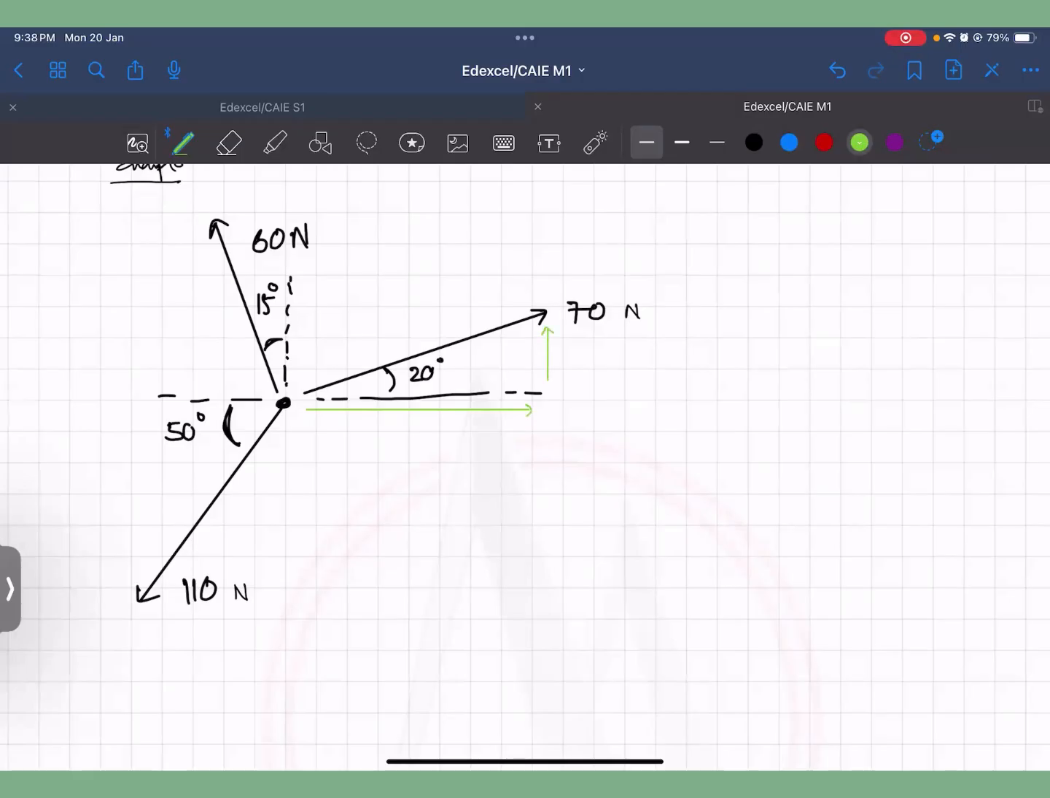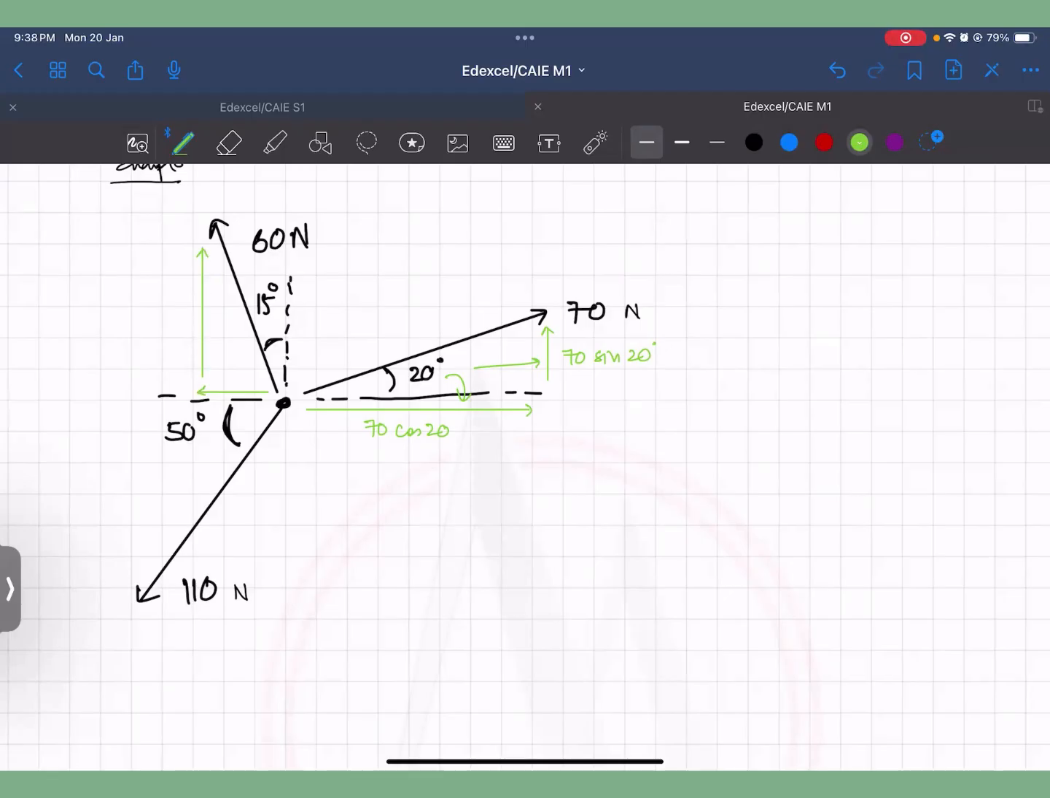The side component with the angle, you always use cos. So this would be 70 cos 20, and this is opposite to the angle. There you would use sine. So 70 sine 20. When you break it down over here, this would be the smaller one, and this would be the vertical one.